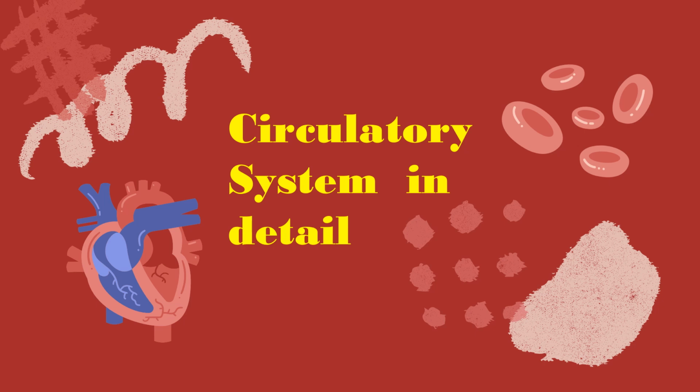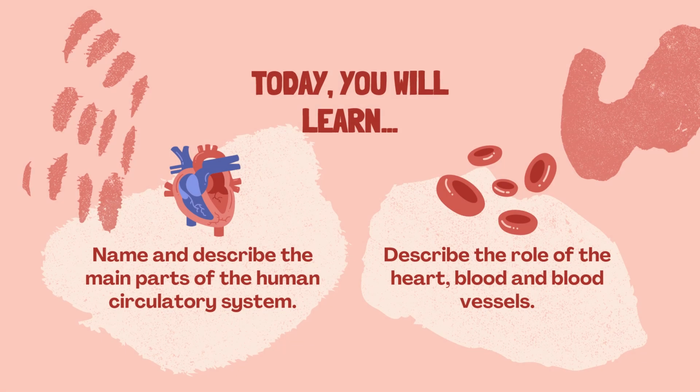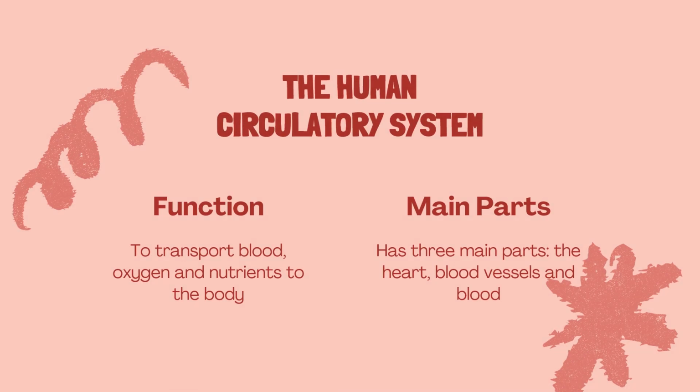So today I am going to teach you about the circulatory system in detail. Here we will learn about the heart and its main parts, and also about the blood and blood vessels. First of all, the human circulatory system contains the heart, and the second part is the blood and blood vessels. So what is its function? It transports blood, oxygen and nutrients to the body, and it has three main parts: the heart, blood vessels and blood.